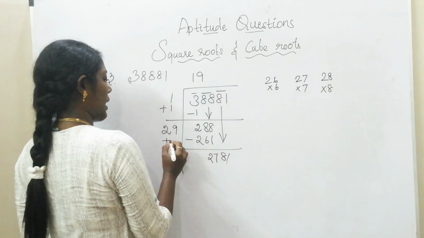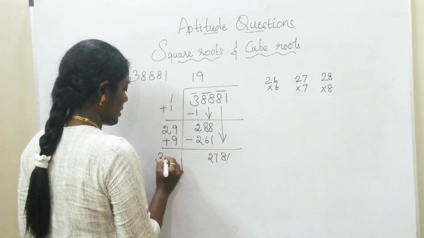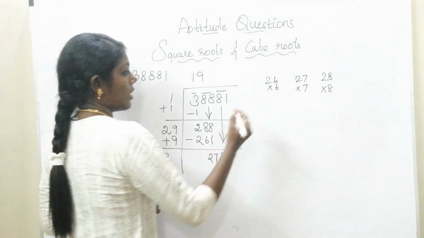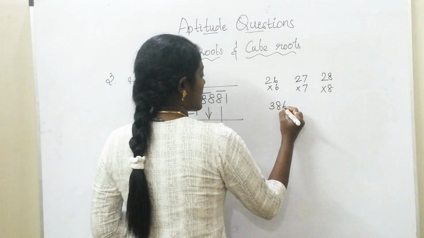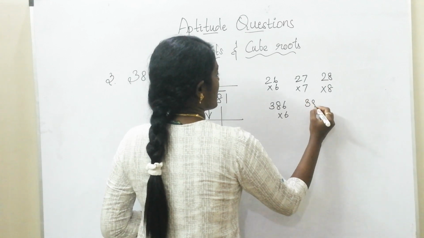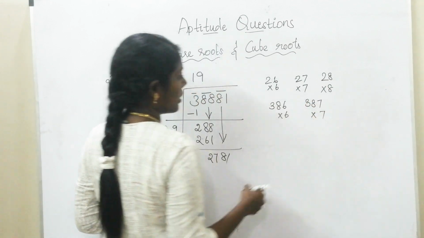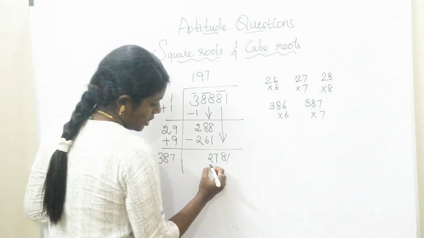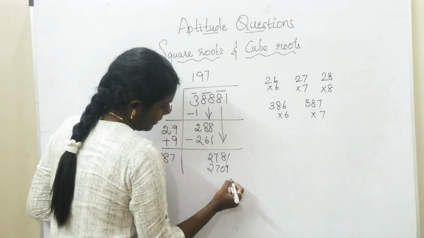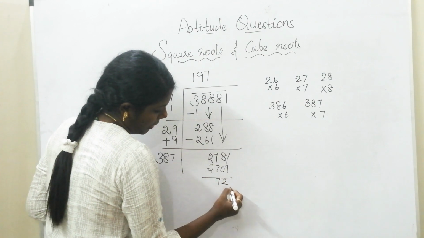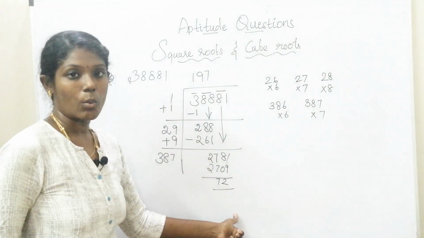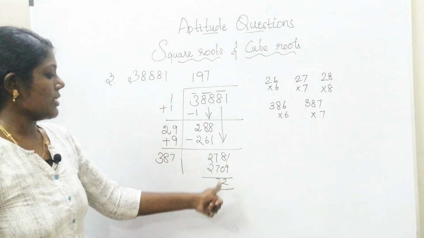plus whatever number I multiplied, I should add that, so it is 38. Now again I am going to multiply with a number and see: 386 into 6 or 387 into 7. I just take a bigger number, so I take 387 into 7, which gives me an answer 2709, and that gives a remainder 72. I don't have any other number to be brought down.